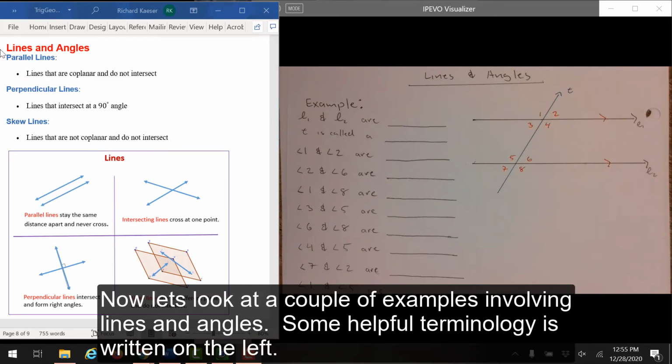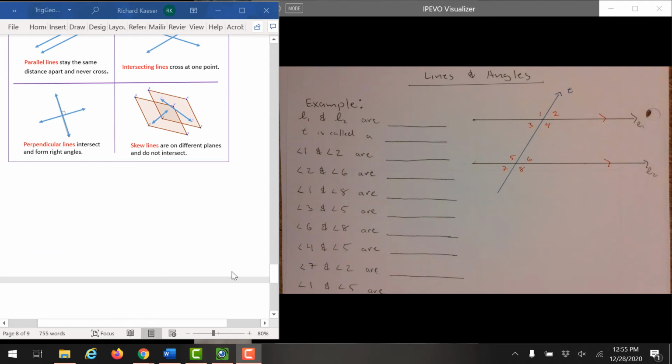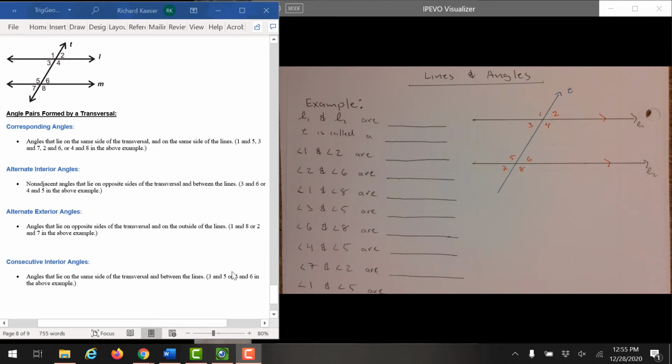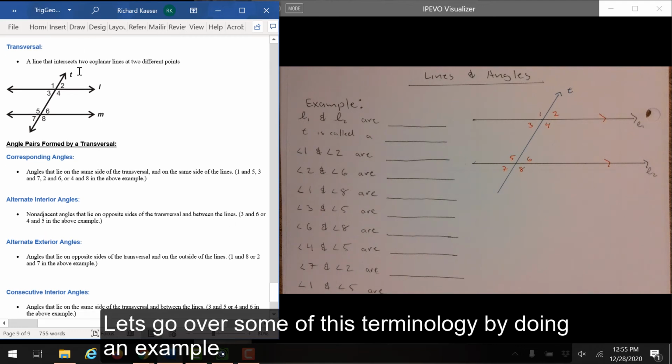Now let's look at a couple of examples involving lines and angles. Some helpful terminology is written on the left. Let's go over some of this terminology by doing an example.